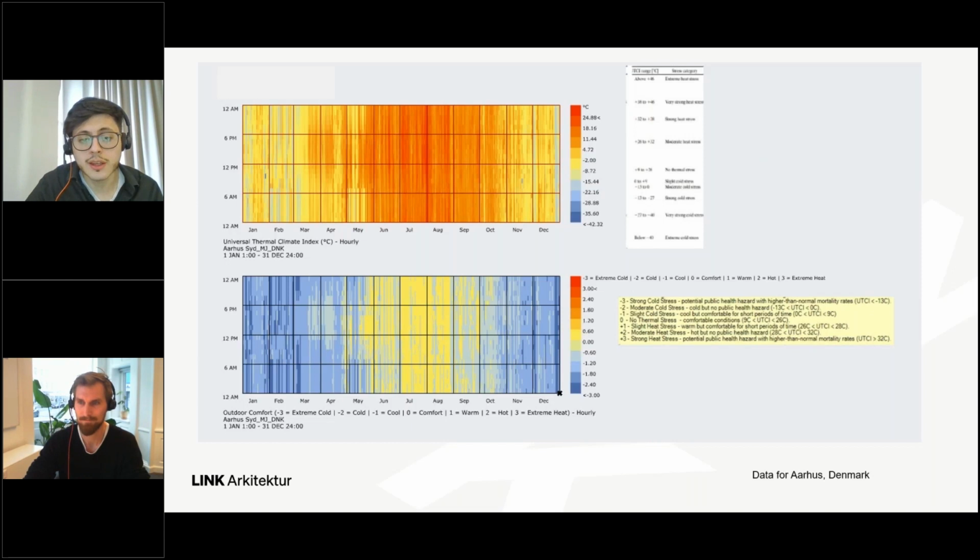And also taking an insight into the UTCI data that we have for this location in Aarhus, we can already have an insight of the strategies that we would like to have regarding wind. So in this case, we can see in the lower graph that what we are experiencing between May and September is no thermal stress, but in the rest of the year, we're having cold stress. And then we're also trying to find out which is the main contributor to this situation.